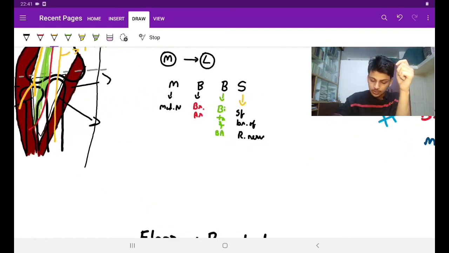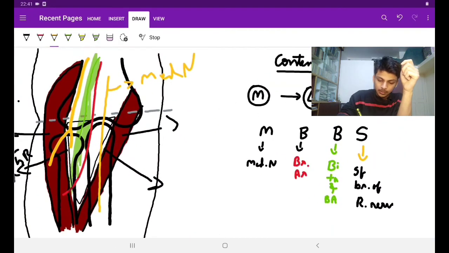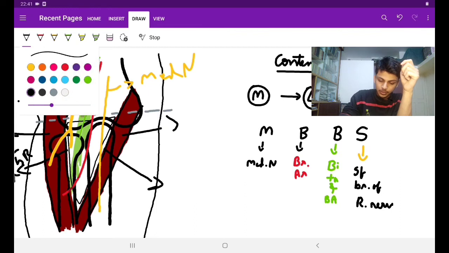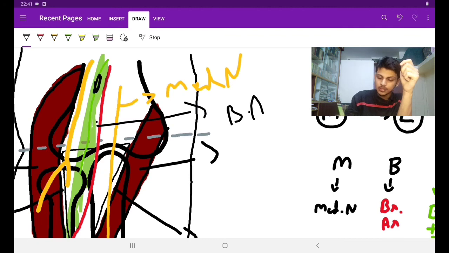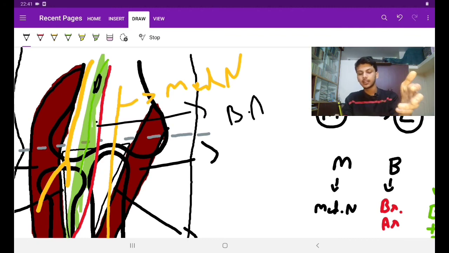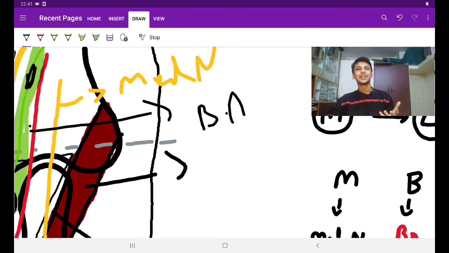Why? See here, guys, you just saw now. The brachial artery here is medial to the tendon of biceps, isn't it? This is the brachial artery. It is medial to the tendon of biceps, isn't it? So if you keep the stethoscope lateral to it, will you hear the Korotkoff sounds correctly? No, you won't. So that is the importance of the brachial artery.